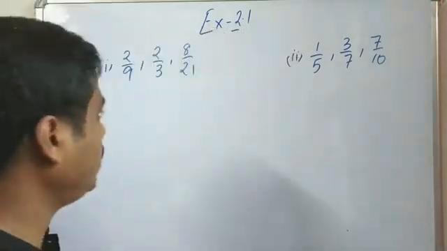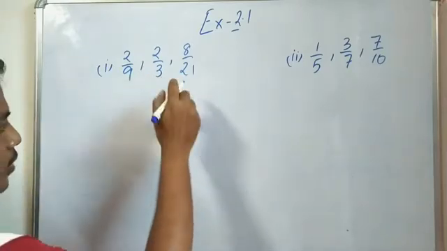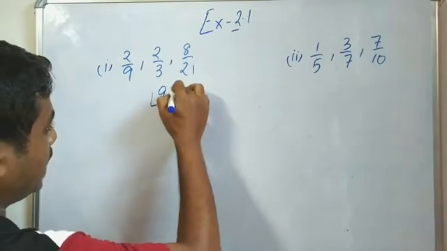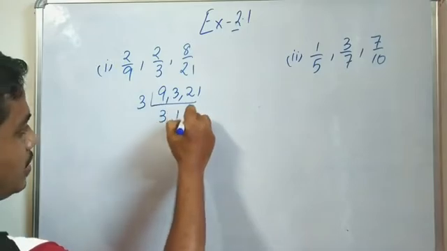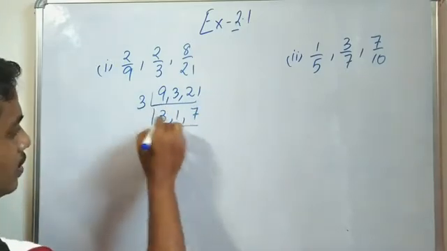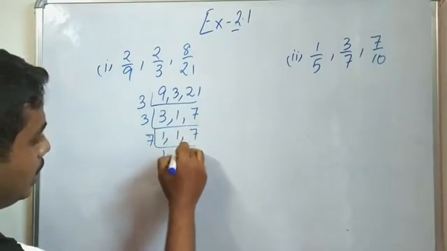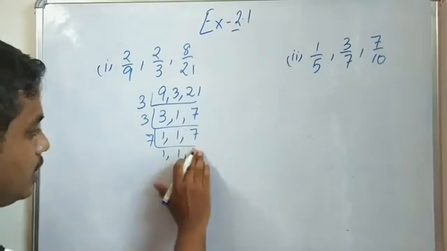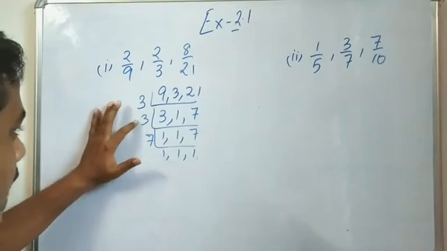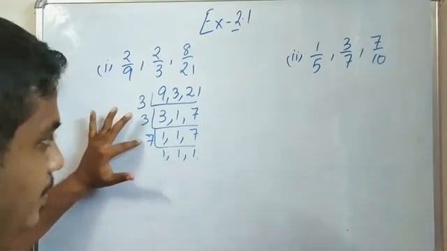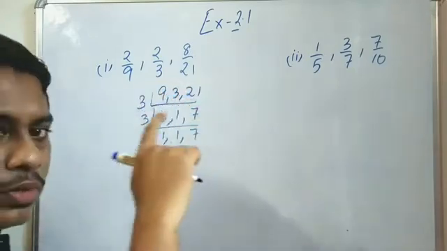So first of all, for making the denominator similar, you take the LCM of 9, 3 and 21. So we can write: 3 3s are 9, 3 1s are 3 and 3 7s are 21. Similarly 3 1s are 3. So 1, 7, and then 1 and 7. So you can see the LCM here: 3 3s are 9, 9 7s are 63. So you convert all the denominators into 63.